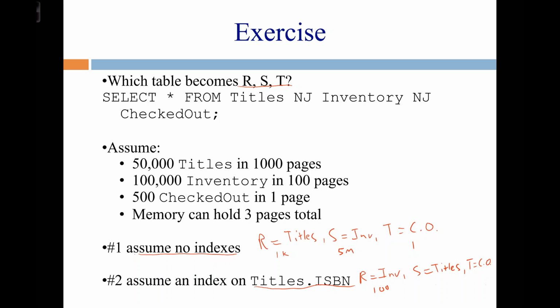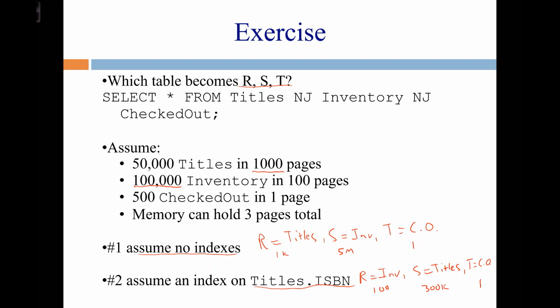And the index lookup, how many pages is that going to load? Well, we can't really say for sure. We have to know the branching factor. Let's just conservatively assume the branching factor is only 10. Then, log base 10 of 1,000. We're going to load about 3 pages per lookup. And we have to do that for every row in inventory. So that'll be about 300,000 pages for that. And checked out, we still only need to load once since it's only one page total. We can just cache it.